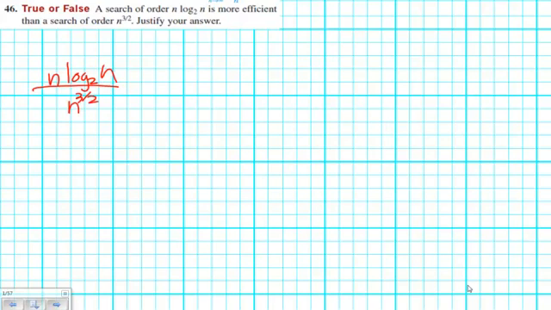Top one. Limit as n approaches infinity. What we're really asking is which one grows faster. The one that grows faster is the one that you should avoid. The one that grows more slowly is the one that you want, because even as the data set gets much, much larger, it doesn't take as long to find things.